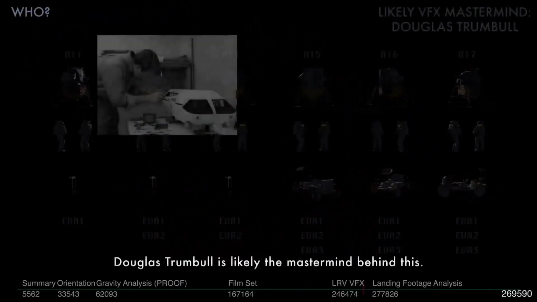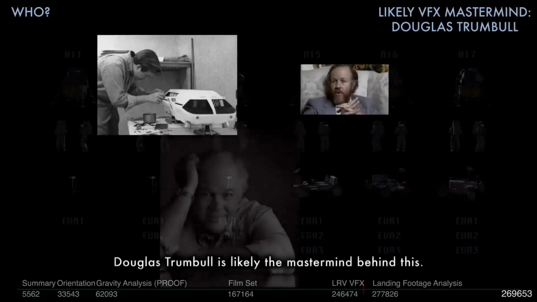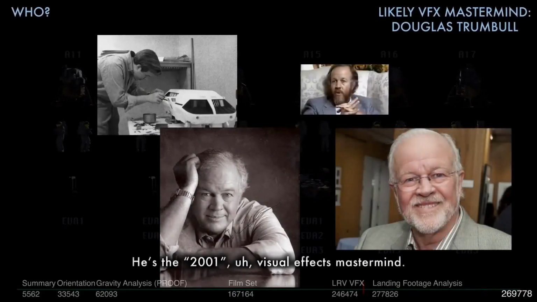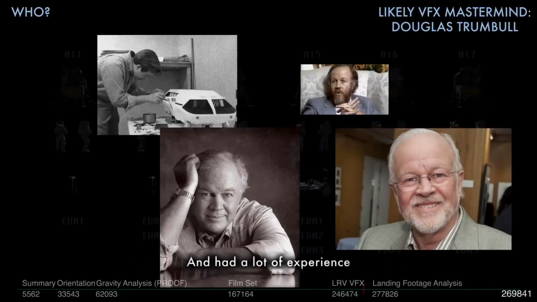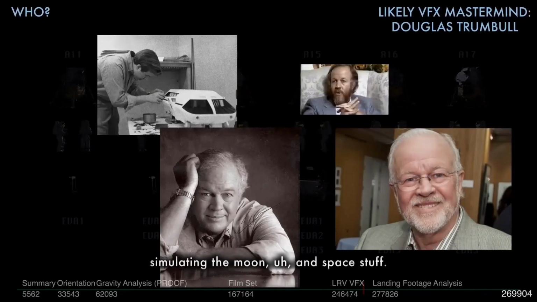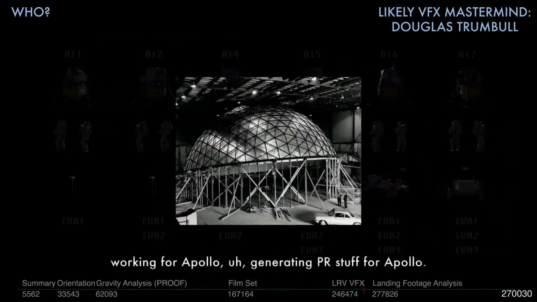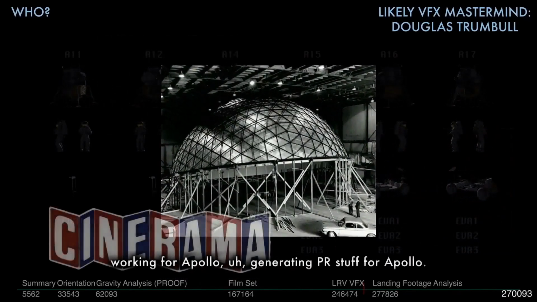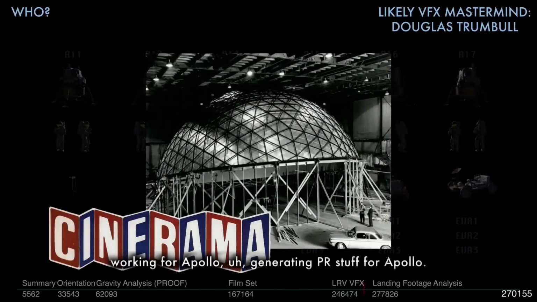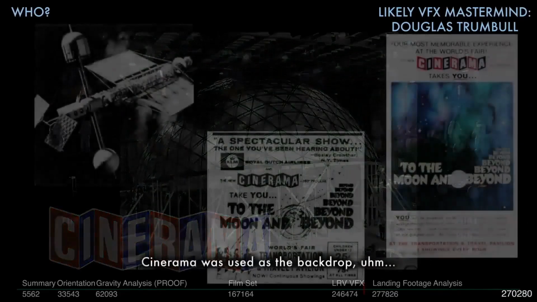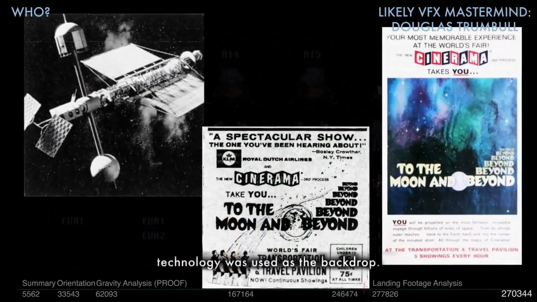I think Douglas Trumbull is likely the mastermind behind this. He was the 2001 Space Odyssey visual effects mastermind, and he had a lot of experience in this, simulating the moon and space stuff. His first job was with Graphic Films and working for Apollo, generating PR stuff for Apollo. To the Moon and Beyond is something he generated with Cinerama, and it was used as the technology backdrop.